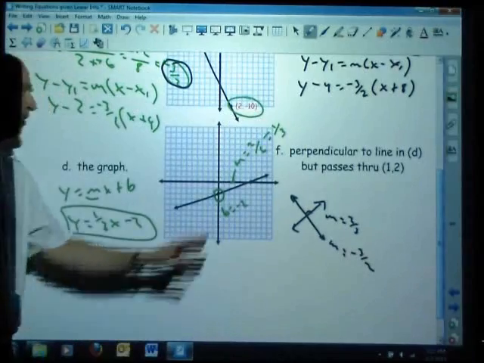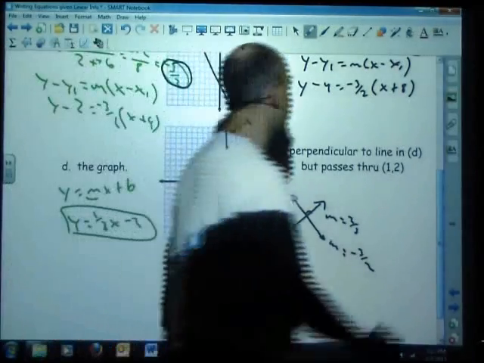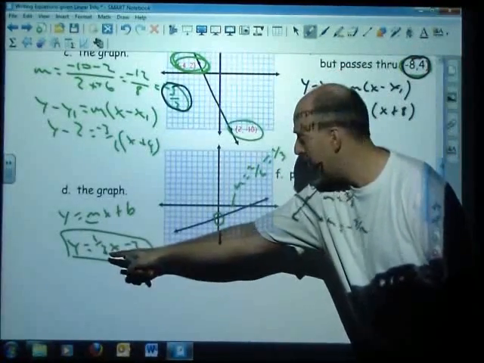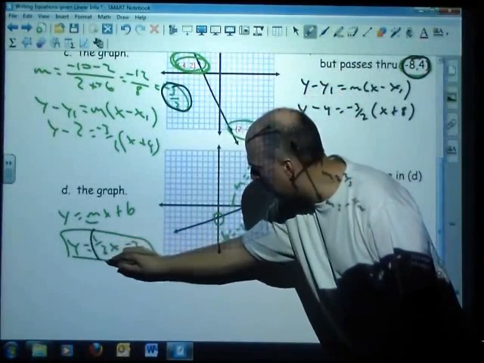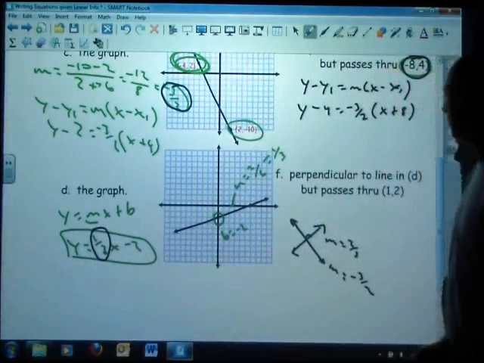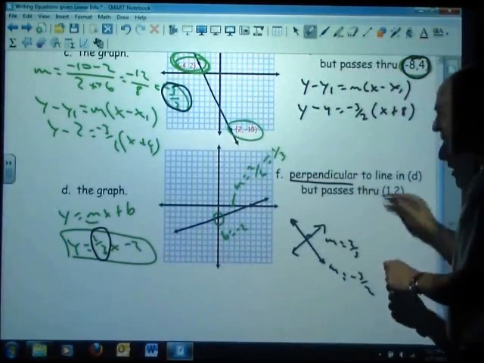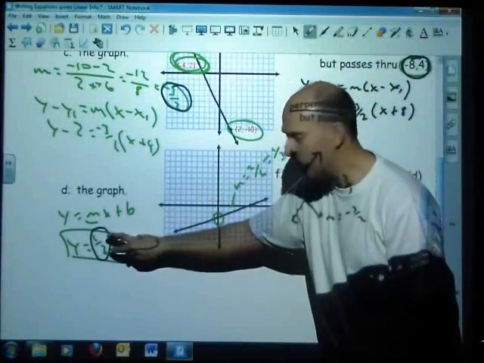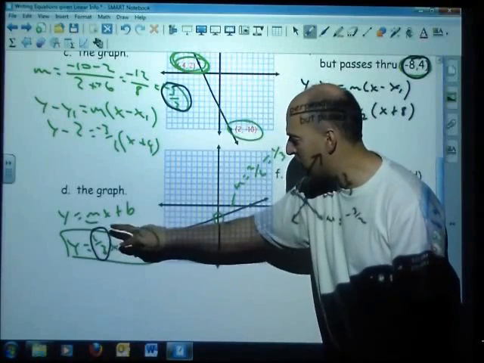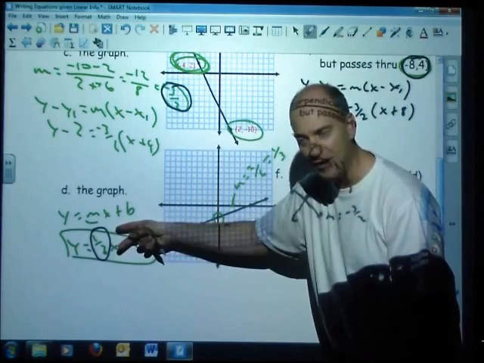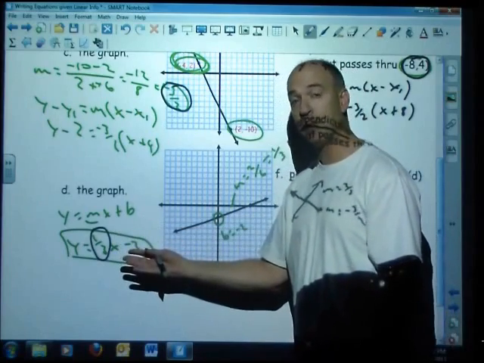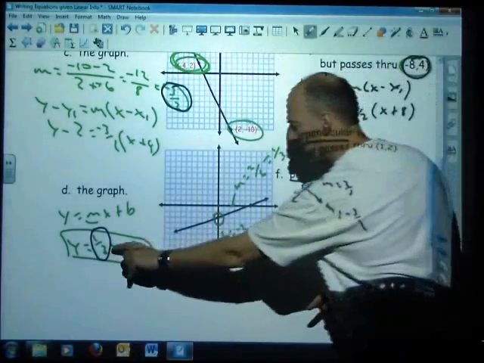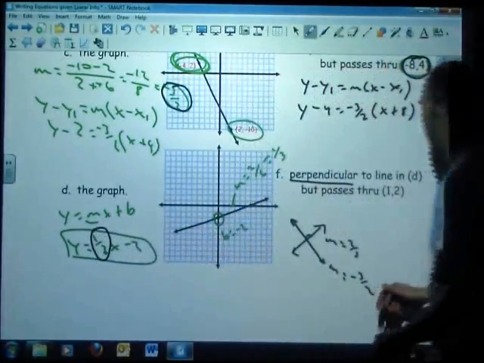All right, now, if you look at letter F, it says perpendicular to line D. All right, well, line D was right here. And the slope was 1/3. Well, but we're not that, we're perpendicular to that. So can we flip this fraction and change the sign? Hope you say, yes, I can. If you flip it, it's 3/1, make it negative, and you're going to have the slope of the perpendicular line. So the slope of this line, since it's perpendicular to this, is in fact -3.